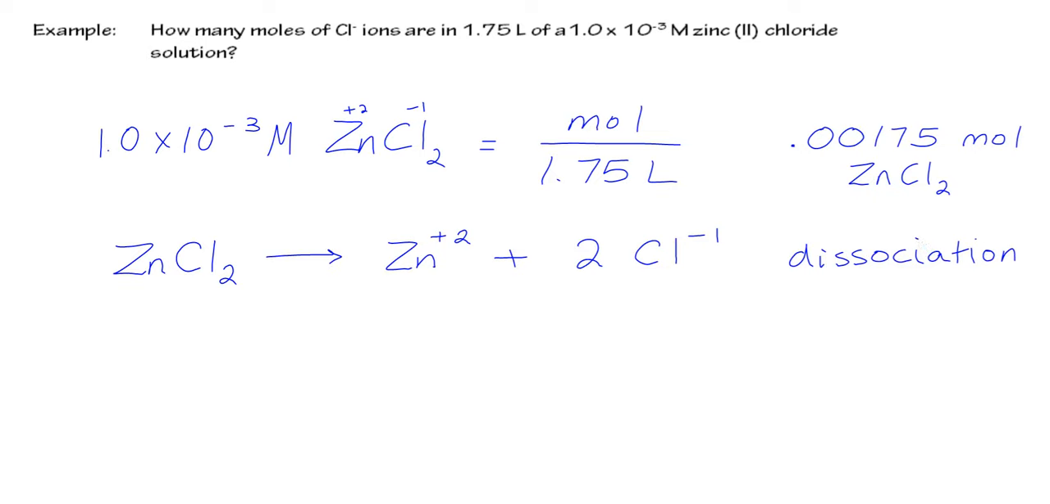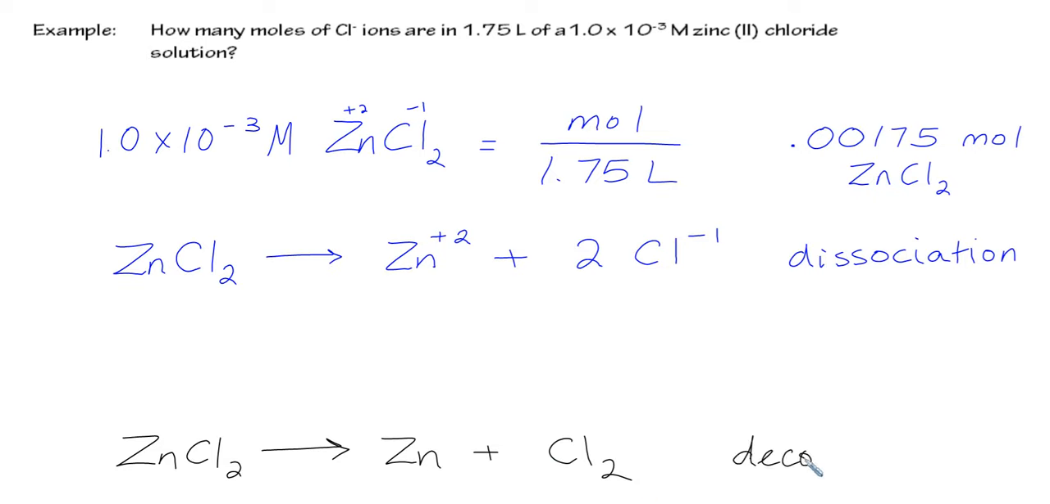So don't do this. Although this is often a wrong answer if this were multiple choice. Pick the equation that shows the dissociation of zinc chloride. I'd bet you money that this would be down as one of the wrong answers, and it's probably one of the wrong answers that gets picked a lot. Zinc and chlorine. That's a decomposition. That's a chemical change.